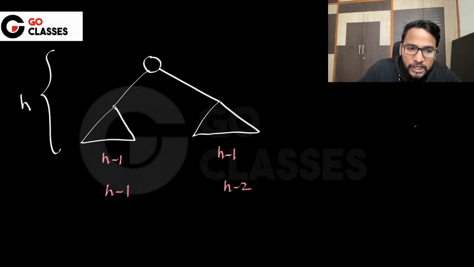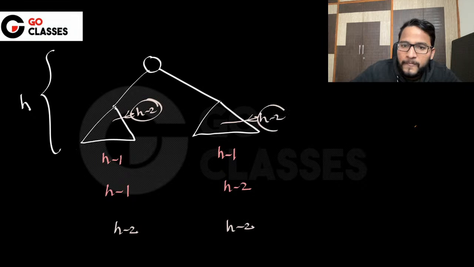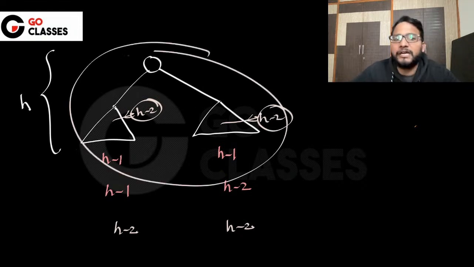But tell me, is it a possibility where both of them have height h minus 2? If both of them have height h minus 2, then ultimately the height of the tree will not be h, right? It will be lesser than h. Let me know if that is clear to everyone. Cool. So I hope you understood this, right?